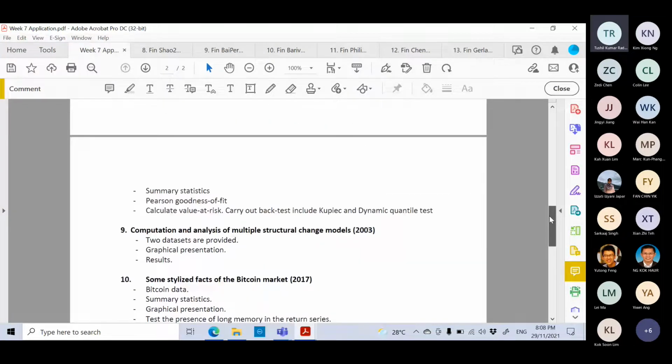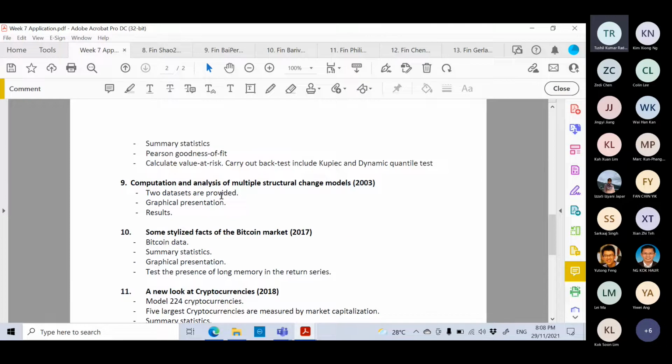So this one, proposed by this author, is the computation and analysis of multiple structural change models. If you have a time series, you set the criteria, then you can check how many change points are there in this particular time series. In this paper, they propose a technique and detect multiple structural change models. They provide 2 data sets to demonstrate their technique, show the graphical presentation, and then discuss their results.